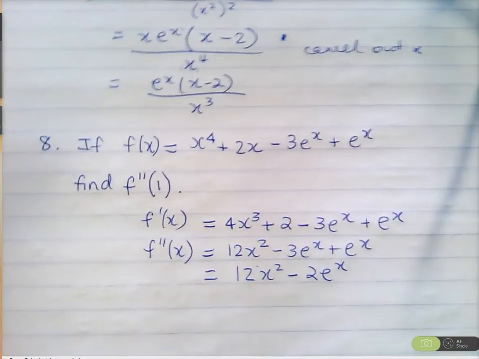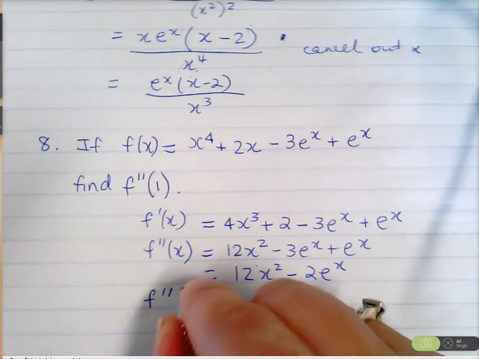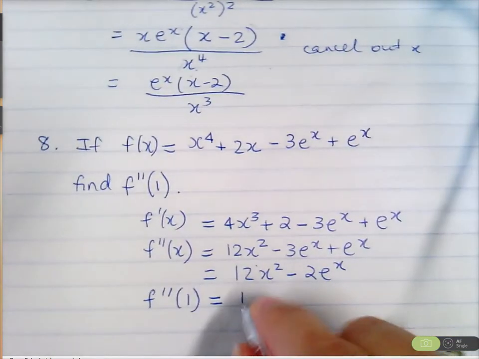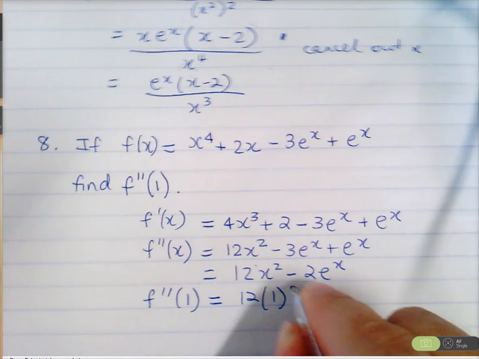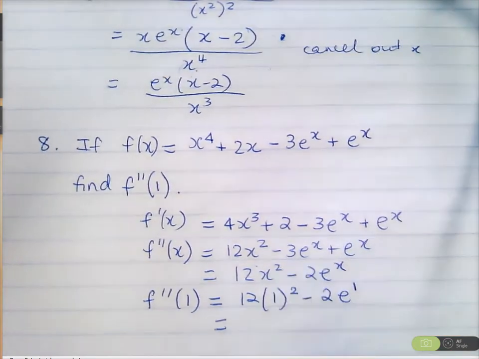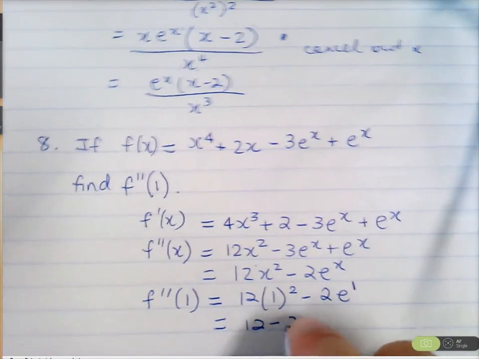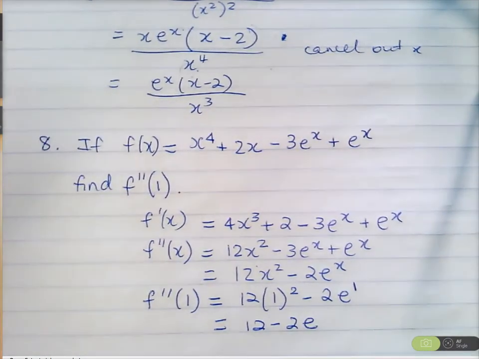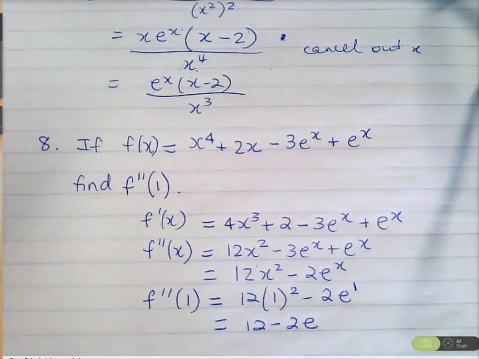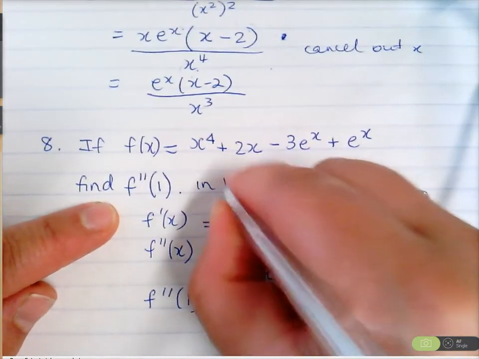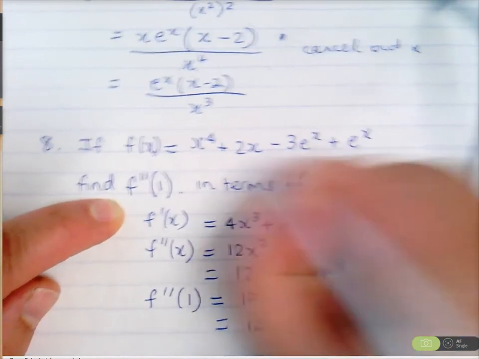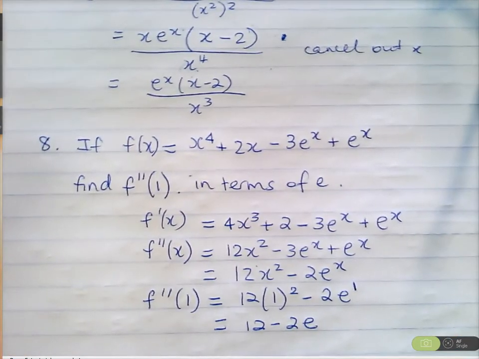So now we do sub in 1. F double dash 1 equals 12 times 1 squared minus 2 times e to the 1. Now, you do not go and put it in your calculator. Leave everything as an exact answer. So the most exact answer is 12 minus 2e, because e to the 1 is just e. Leave your answer as an exact answer unless otherwise stated. I'm going to write find f double dash 1 in terms of e. That way it tells you to leave it in terms of e.